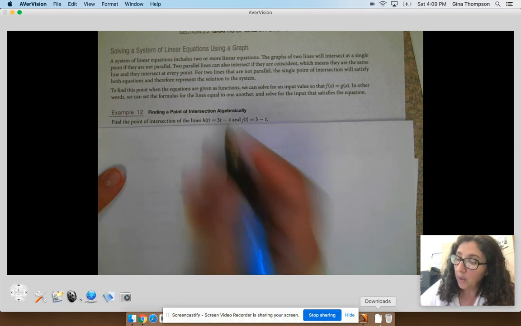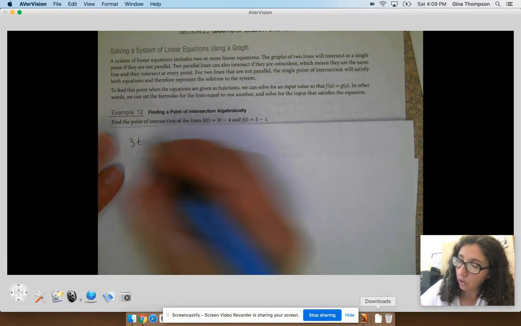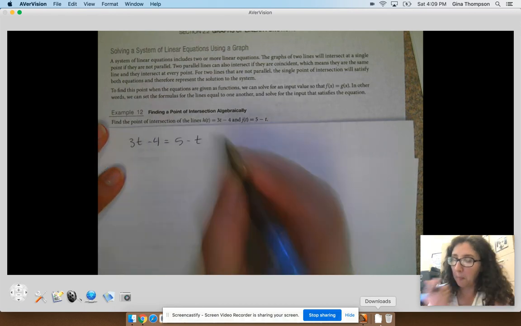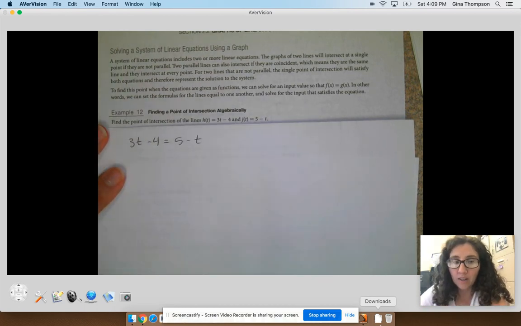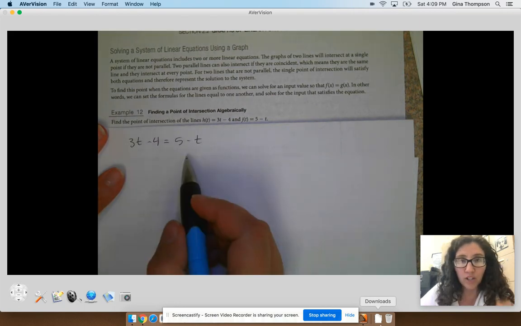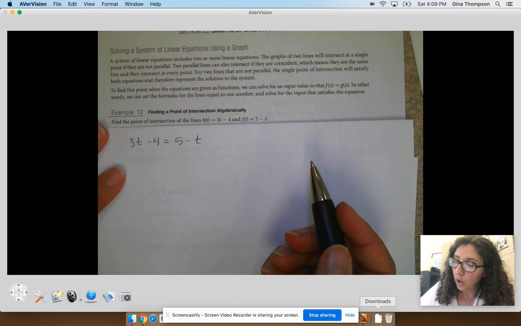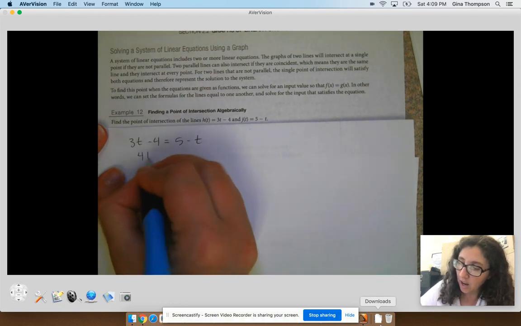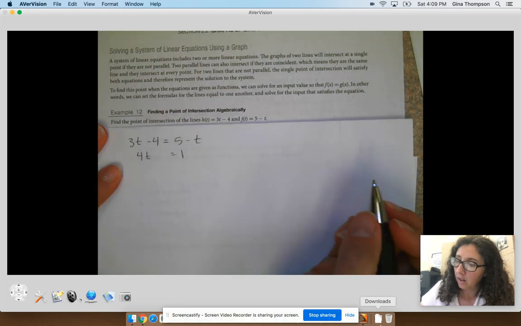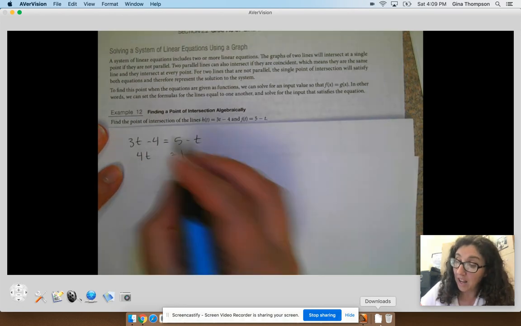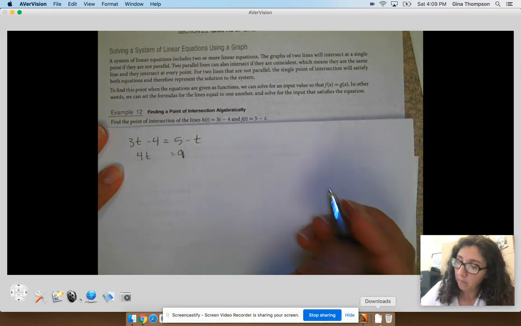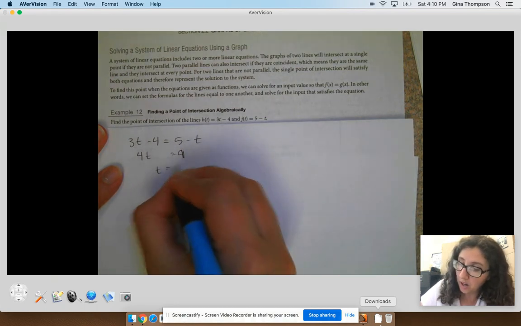We could also set them equal to each other. 3t minus 4 equals 5 minus t. If we set them equal to each other, that'll tell us the t value where they intersect. So let's solve this. We'll add t to both sides and add 4 to both sides. Don't be sloppy. Okay, and we get that t equals 9/4.